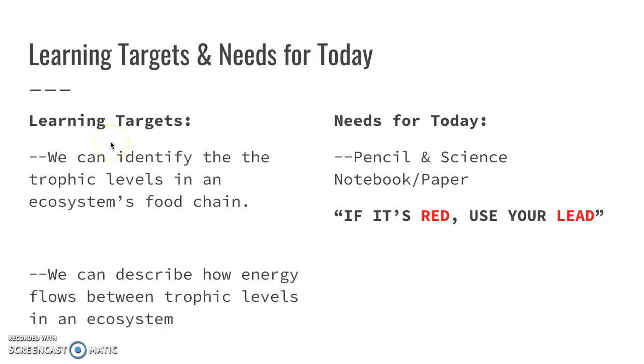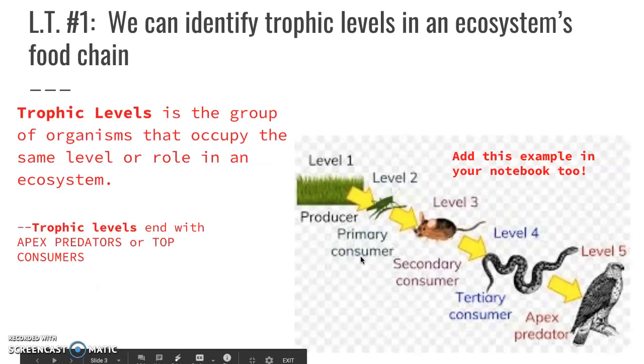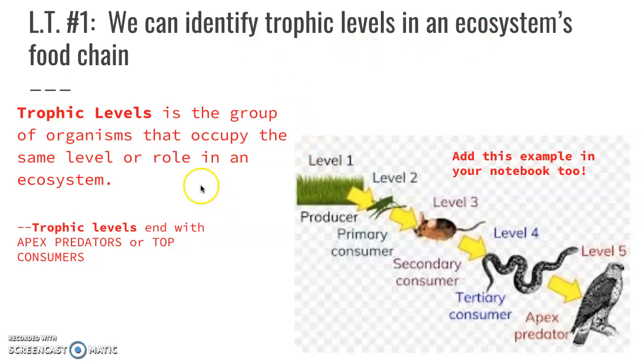Today's learning targets, there are two of them. We can identify the trophic levels in an ecosystem's food chain. We can describe how energy flows between trophic levels in an ecosystem. So for learning target 1, we can identify trophic levels in an ecosystem's food chain. Trophic levels, this is a new term, is the group of organisms that occupy the same level or role in an ecosystem.